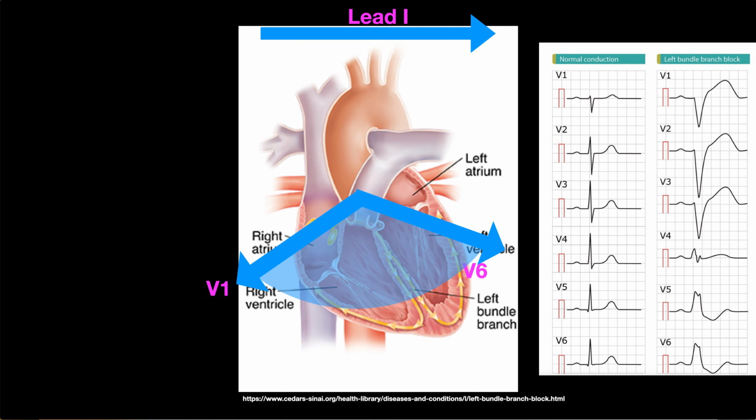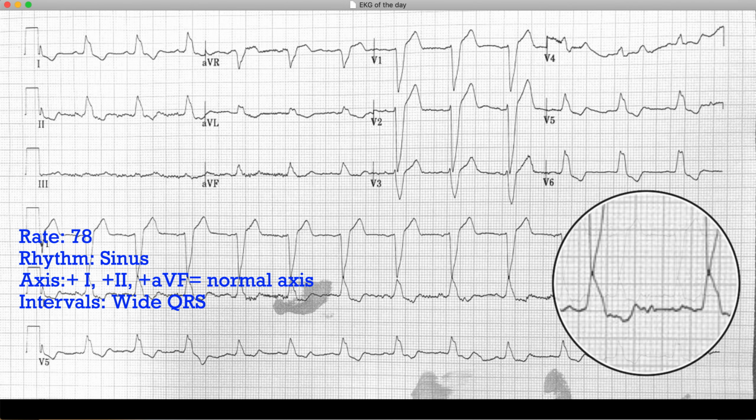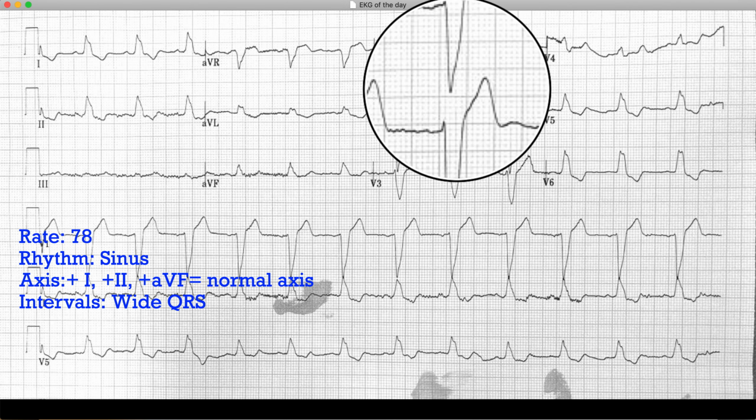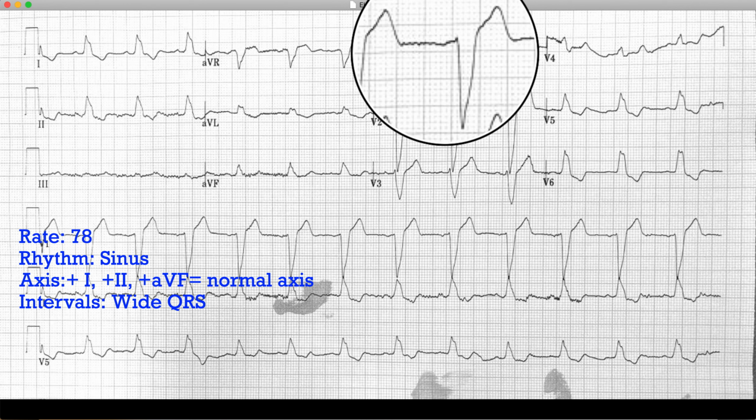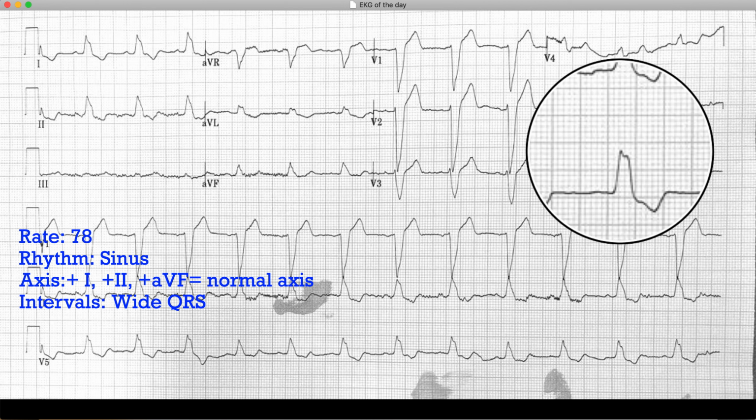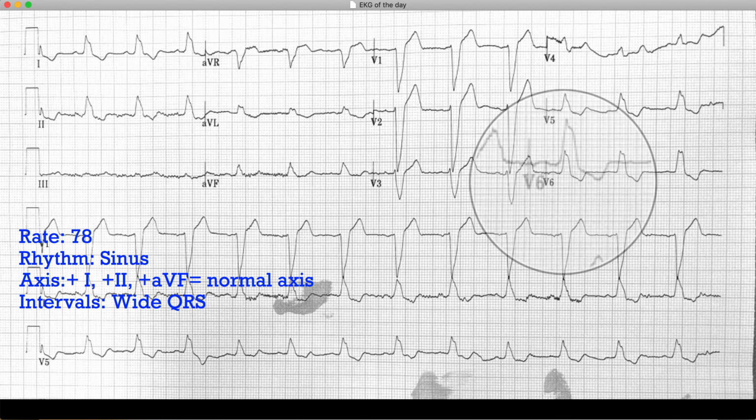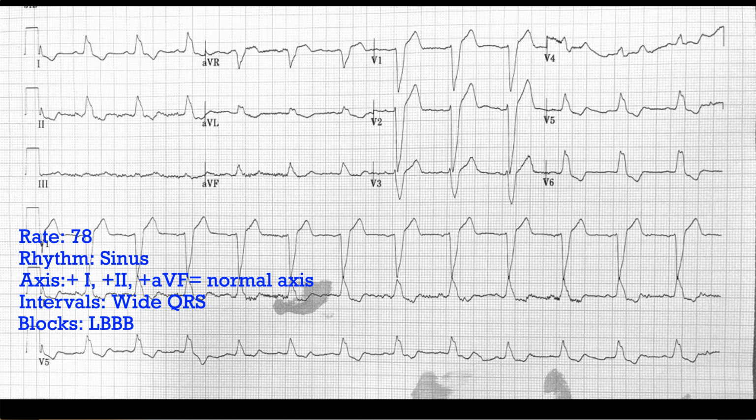The why is not as important as what it is that you're looking for. So again, big, fat, I just think they look kind of ugly complexes that are negative in the precordial leads there and positive with maybe this little notch or this M shape in lead V6. That looks like a left bundle. And in the setting of a wide QRS, that's exactly what it is. So this is a left bundle branch block.